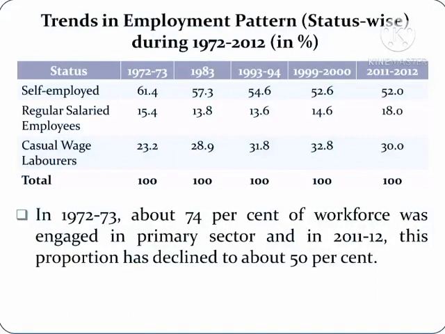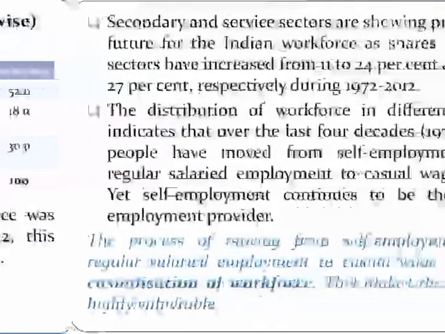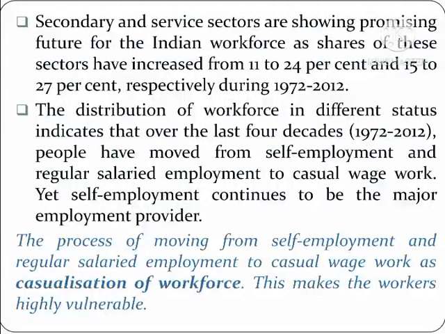So in 1972-73, about 74% of workforce was engaged in primary sector, and in 2011-12, this proportion has declined to about 50%. The secondary and service sectors are showing a promising future for the Indian workforce as shares of these sectors have increased from 11 to 24% and 15 to 27% respectively during 1972 to 2012.